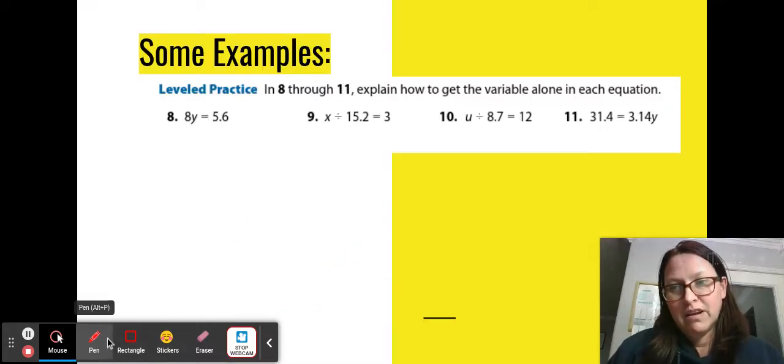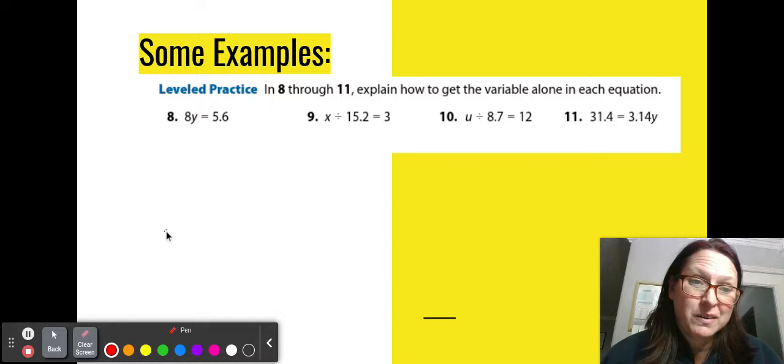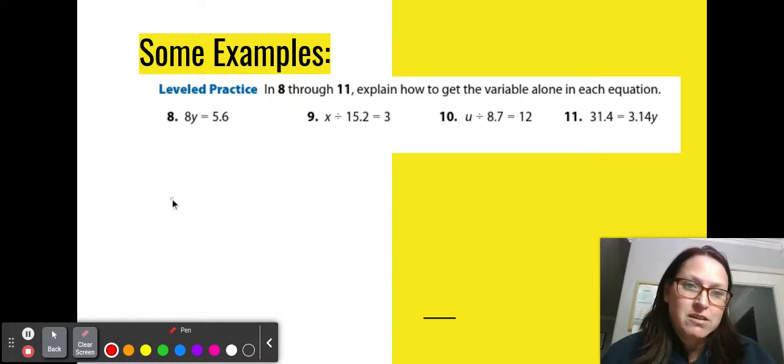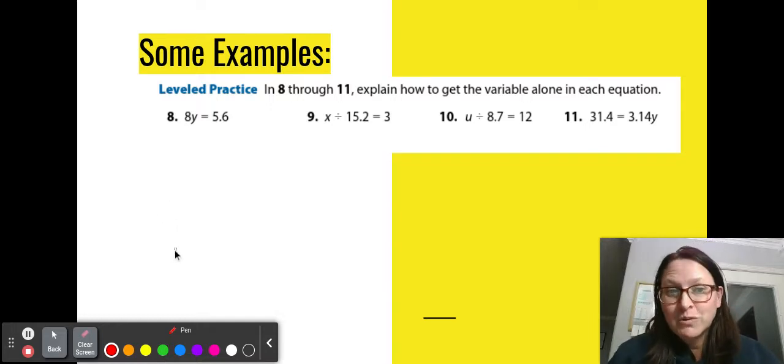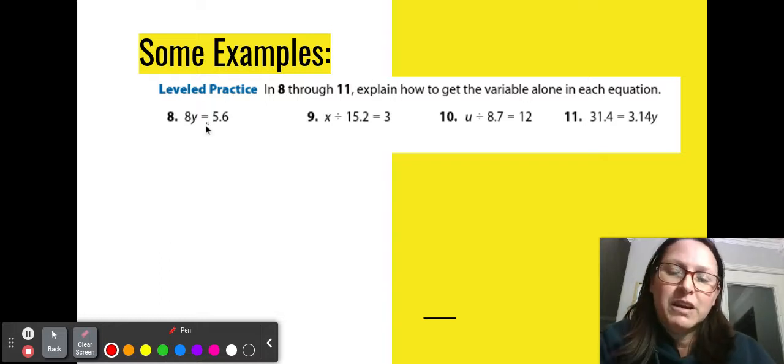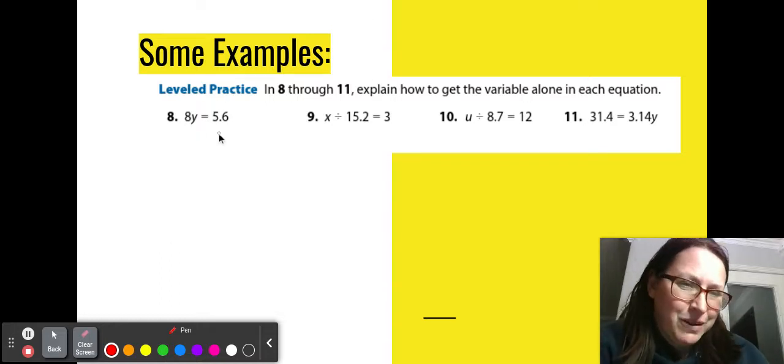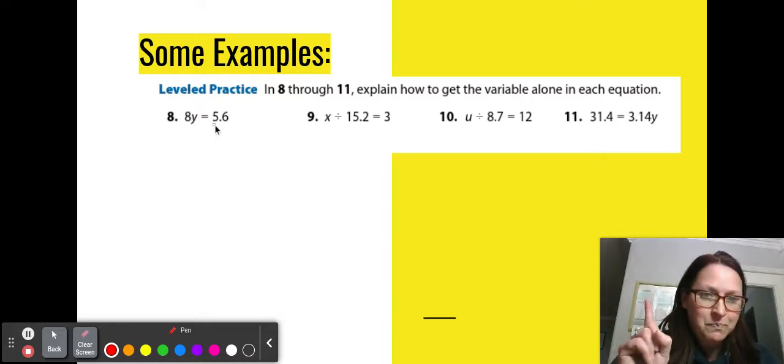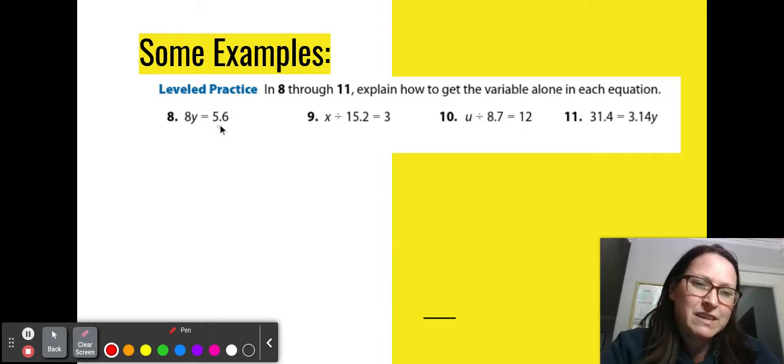Let's do a couple of examples. We're going to start right here, and I apologize the numbers are off, and it's because they didn't give me the worksheet that I usually use for this. So in this one right here, I have 8y equals 5.6. What's my variable? My variable is y. What are they doing to it? They're multiplying it by 8. So how do I do the opposite? I divide it by 8.